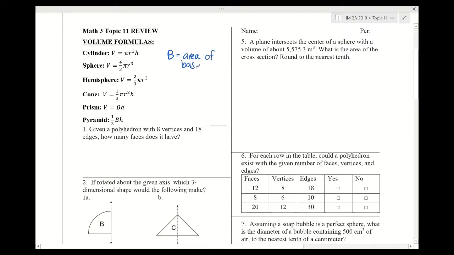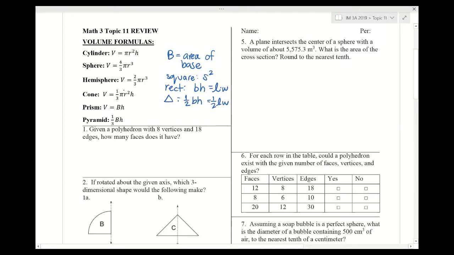Some common B's: if you have a square, that's the side length squared. If you have a rectangle, that's base times height, or you could think about it as length times width. For a triangle, it's half base times height, or half length times width, so that you don't confuse the H from the base with the H, the height of the prism.